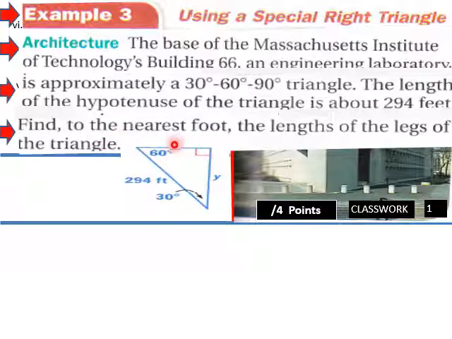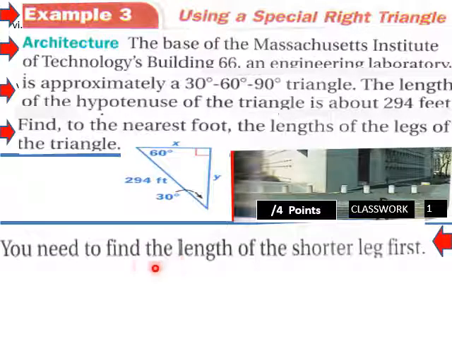Find to the nearest foot the lengths of the legs of the triangle. So we want to find x and we need to find y. We know we have a hypotenuse of 294. So how do we find x and y? You need to find the length of the shorter leg first. Which is the shorter leg? It would be opposite of our 30-degree angle. So x would be our shorter leg here.